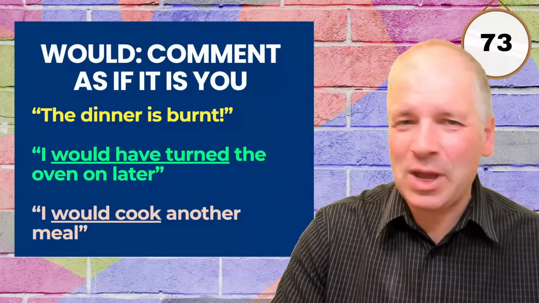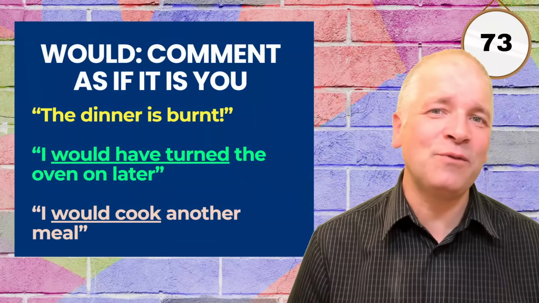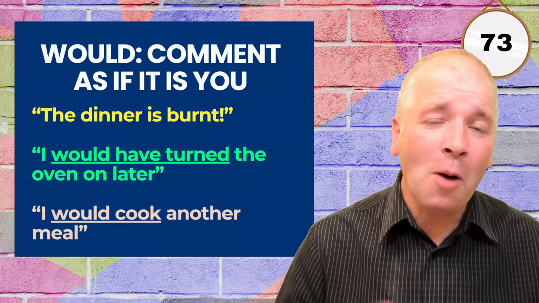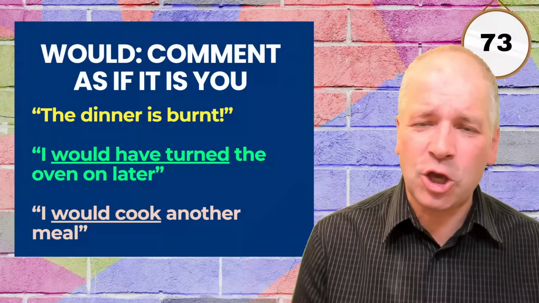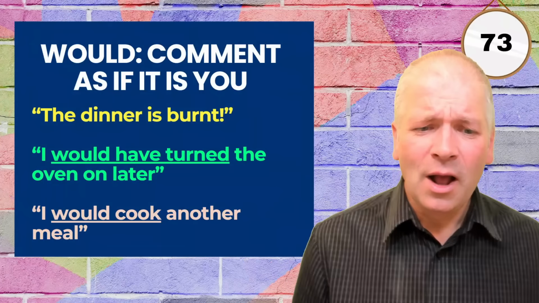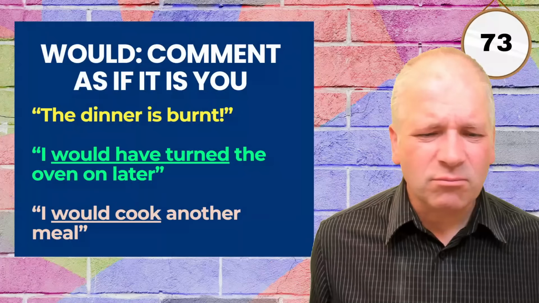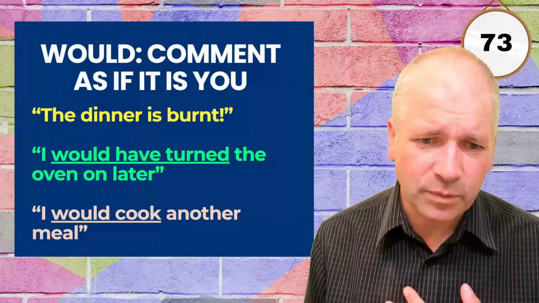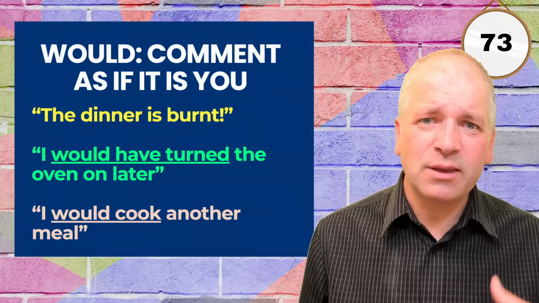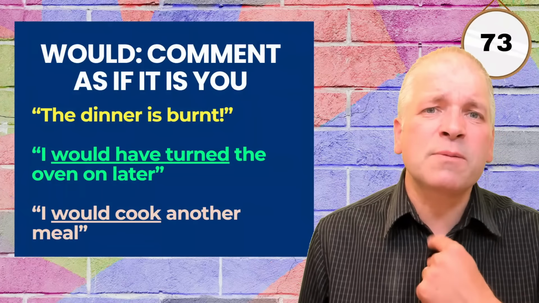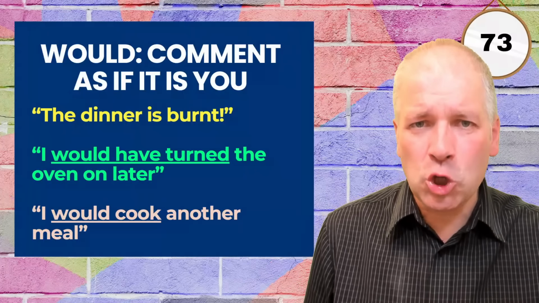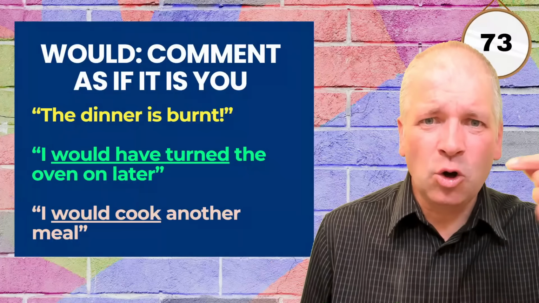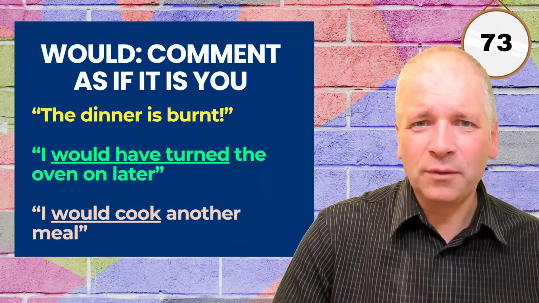Here's would again. We have lots of would in this video because would is one of the advanced features of English. And we can use would to comment on something as if it is you. Look at this short dialogue. The dinner is burnt. I would have turned the oven on later. I would cook another meal. So would here has the effect of saying, this is my position. I'm imagining that I'm you, and I'm telling you what I would do if I was in your position. So would is very common for doing this.